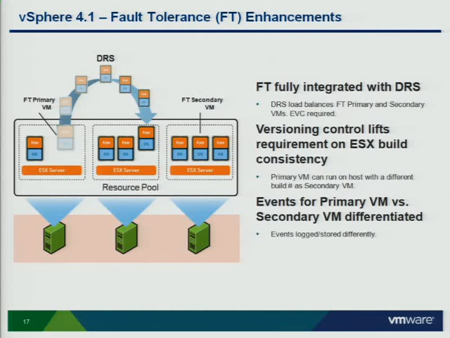The second point there is that we have a better versioning control mechanism that lifts the requirement that the build of the ESX server running your primary has to match the ESX build running the secondary. Prior to 4.1, with 4.0, those build numbers had to be identical. Even on top of that, they had to be patched to the same patch level. So with this new version control system, we've relaxed that requirement in that only the FT versioning has to be the same on the host running the primary and the host running the secondary. That is definitely a less strict requirement, and the FT versioning doesn't always change as you update the ESX server.